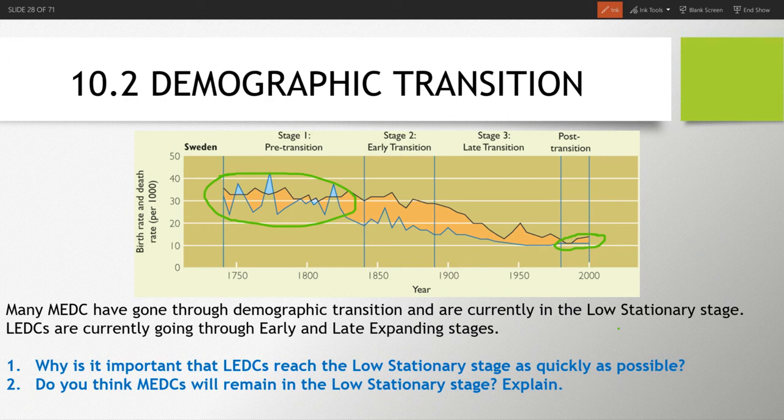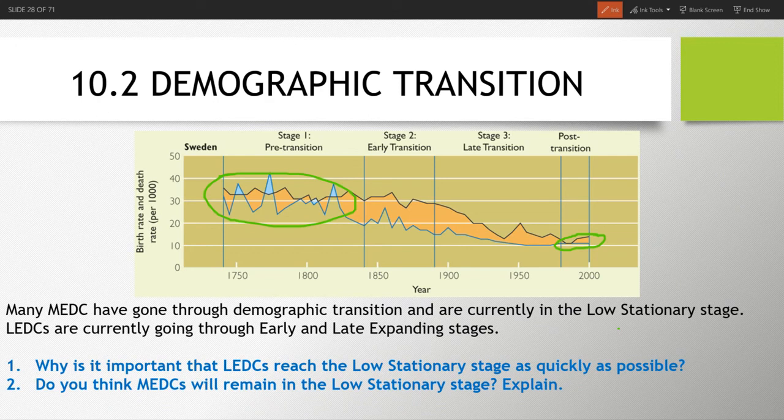It's a model. It doesn't fit every single country on the planet, but more or less it's a general pattern that's followed by many countries. So again, very quick summary. You have stage one, where the birth rates and death rates are both high, resulting in a stationary population.